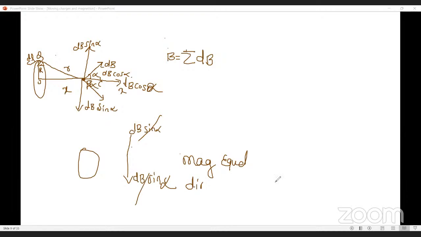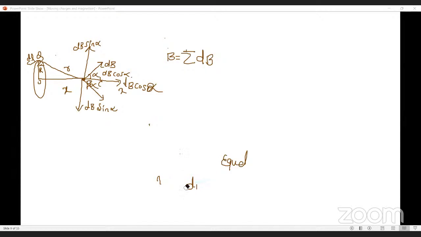Why will it get cancelled? Because they have the same magnitude but opposite direction. Therefore, the sin alpha component will get cancelled. But if you see cos alpha, that is in the same direction for both the vectors. So what we take is the summation of dB cos alpha. This is equation 1. In this equation 1, we need to substitute our dB value and cos alpha value. I hope you understood why equation 1 will come. From here, the derivation will start.